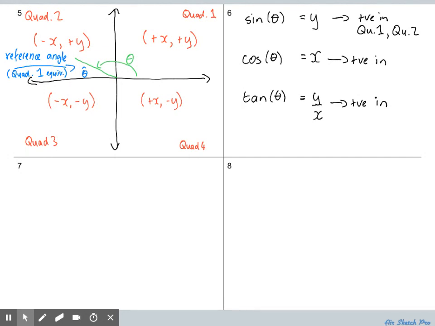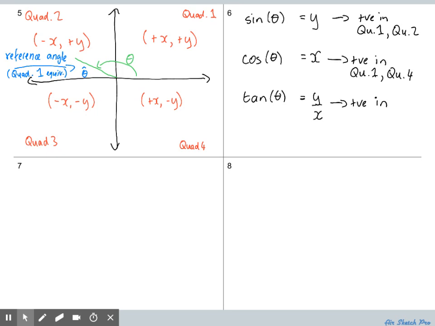Cosine is the x coordinate. That means that cosine is positive in the first quadrant, and you've got a 1 in 3 chance of getting it right. Which one? The fourth quadrant. Okay, because x is positive here, x is positive here, but x is negative over this side.